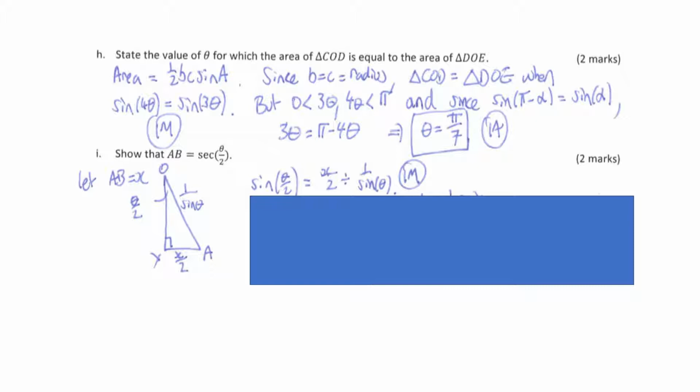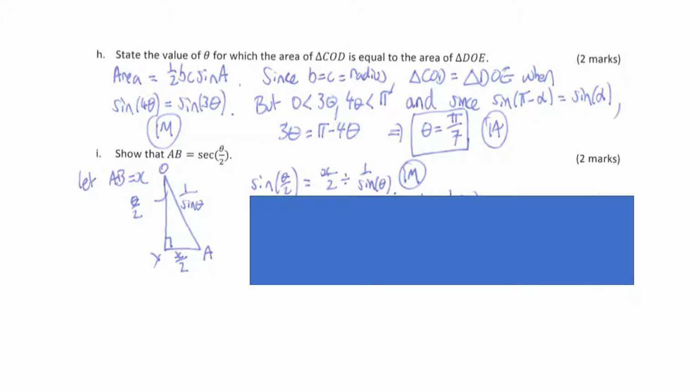Show that the length of AB is equal to sec theta on 2. Let's just call AB x, and of course, it yet again being an isosceles triangle, we can split it equal to 2. The angle in there will therefore be theta on 2.